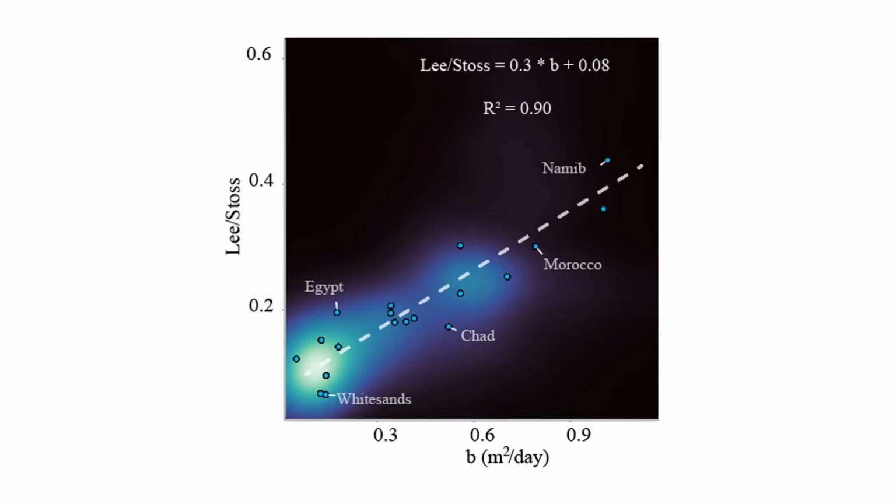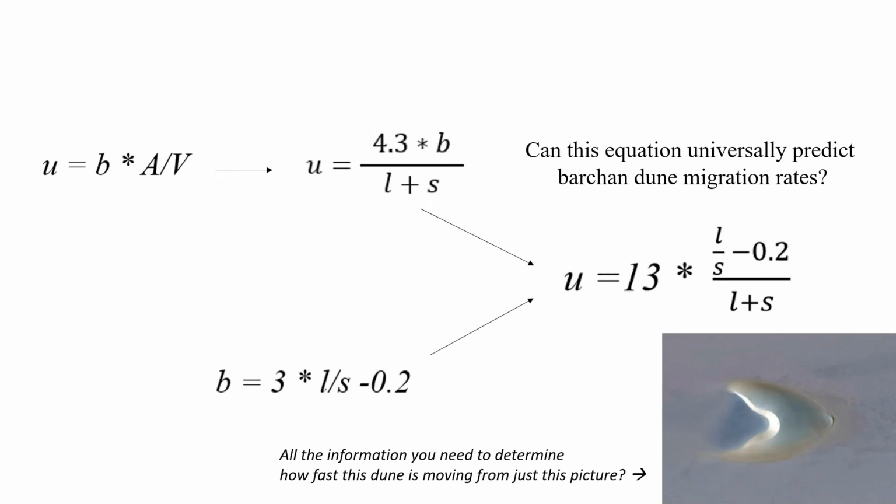So this is a compilation of all the data that has scale adjusted migration rate on the x-axis and the ratio of lee versus stoss on the y-axis. Because there's a lot of data points, I turned this into a density scatter plot, and the blue dots are data set averages. So the relationship between these two is quite good, and that's really exciting because by exploiting that ratio, you can not only figure out the size of the dune, but you can also figure out the environment of the dune. So how fast the wind is blowing, essentially. That is all encompassed within this value for B.